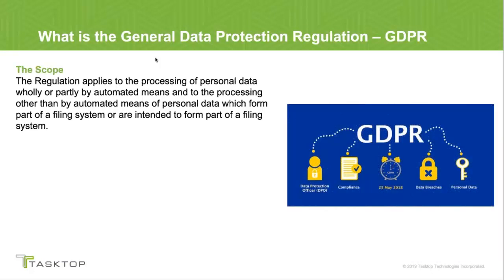The way GDPR is spelled out is this. The regulation applies to the processing of personal data wholly or partly by automated means and to the processing other than by automated means of personal data which form part of a filing system or are intended to form part of a filing system. Wow, that is why I'm not a lawyer. I have no clue what they're saying there, but that is the first paragraph in what is GDPR.